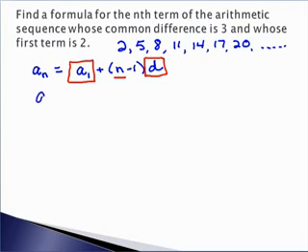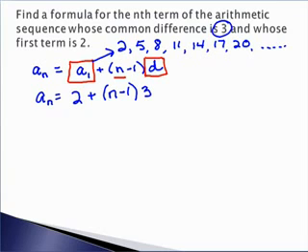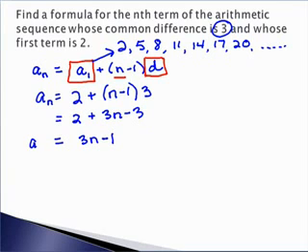So the a sub 1 stands for the value of the first term, that is 2. The difference is what I'm adding each time, and the difference was given to us, so the difference is 3. So I'm replacing the d with 3, and then we simplify by distributing the 3, and then we'll rewrite it, combining the 2 and the negative 3. So here's our formula. Okay, let's check it out.